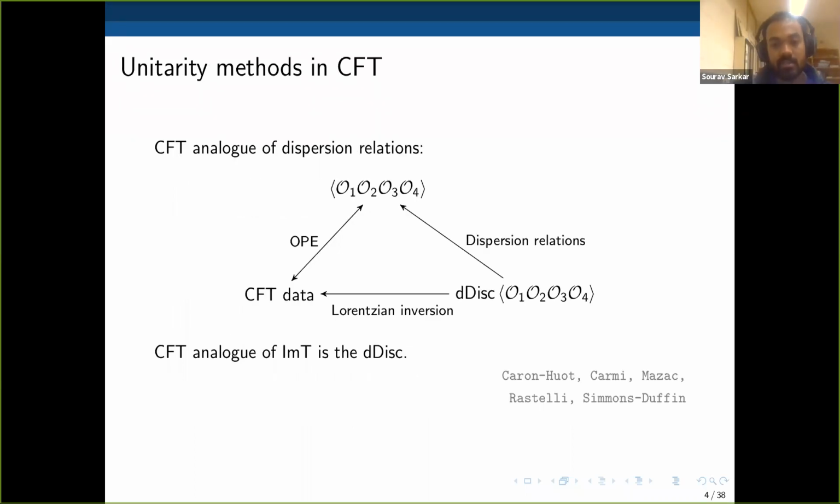In CFT, we now have the analog. The analog of the imaginary part of the transition amplitude is the double discontinuity of a 4-point function. And we now have dispersion relations using which we can construct the correlator from the double discontinuity. And we can also obtain the CFT data from the double discontinuity. So in order to have unitarity based methods, one would want that we can calculate the double discontinuity at a higher order from correlators or CFT data at a lower order.